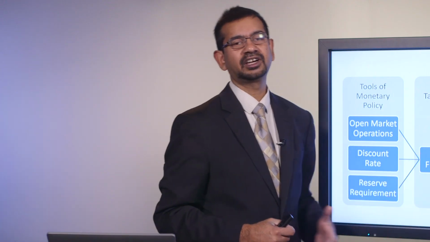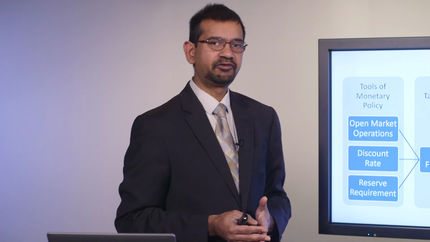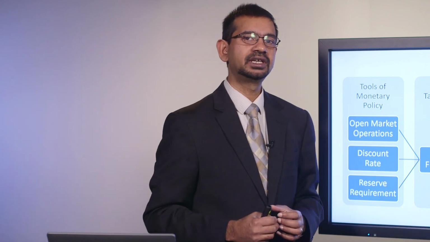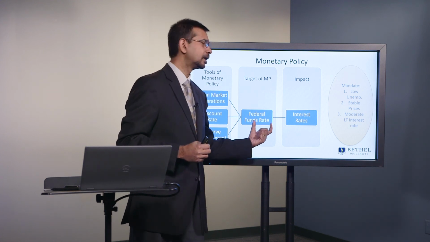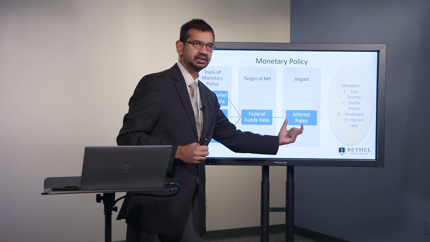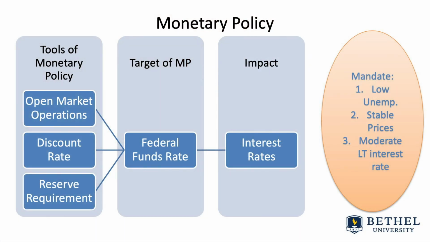On the other hand, if the economy is overheating, the Fed may want to temper the economy down. In that case, they may use their tools to increase the federal funds rate, which in turn increases the other interest rates. This will act like a deflationary pressure. It might lower inflation and lower overheating of the economy. So all in all, the Fed uses its three tools and targets the federal funds rate to work towards its mandate of keeping unemployment low, keeping prices stable, and having a moderate long-term interest rate.